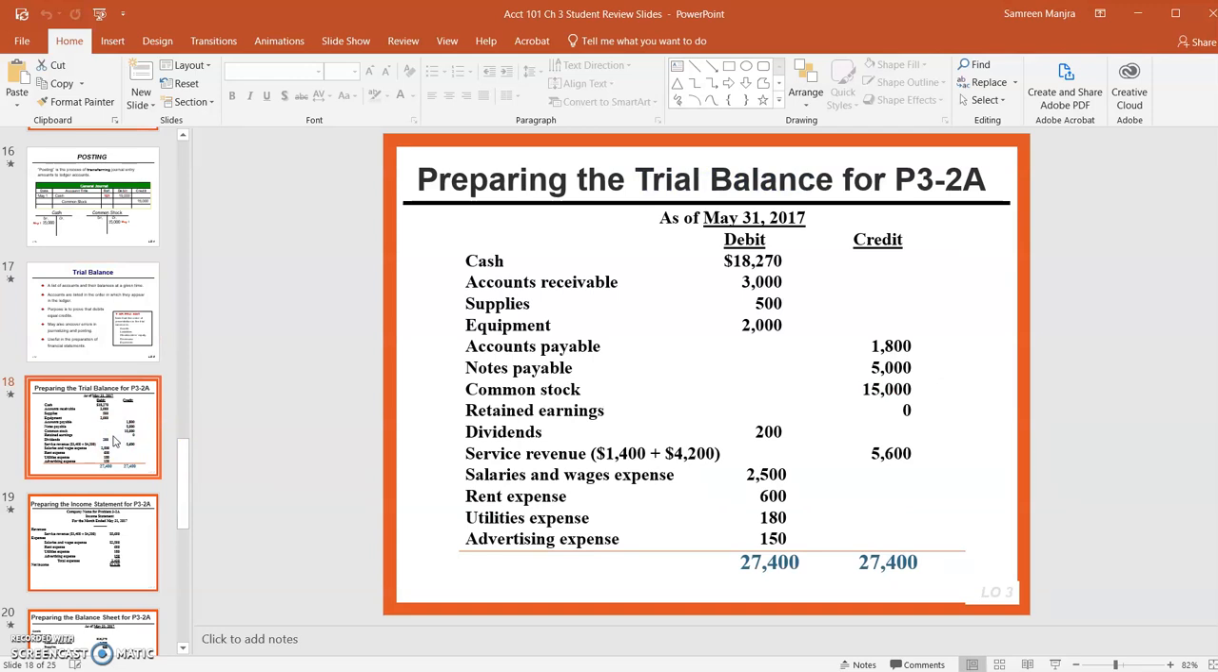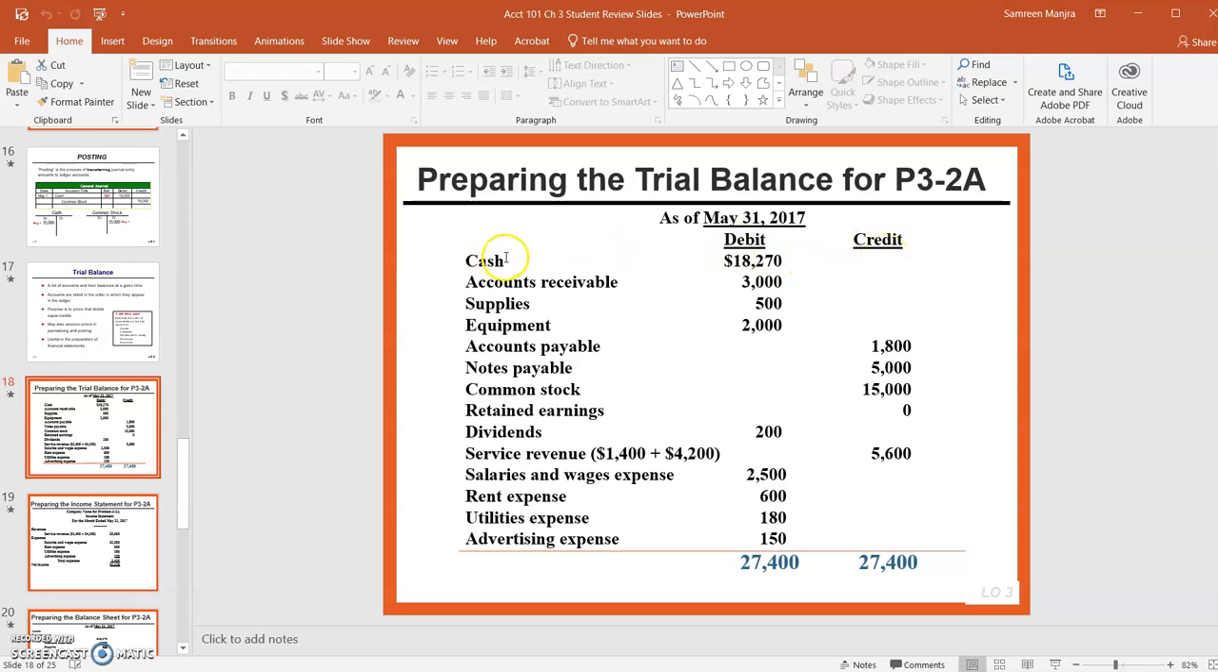This is an example of a trial balance, and you can see on the left side, we have all of the accounts this company is using. We have the particular date that this trial balance is prepared as of, and the balances, whether they end up on the debit side or on the credit side.